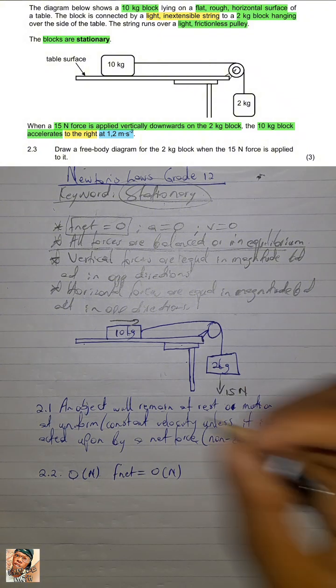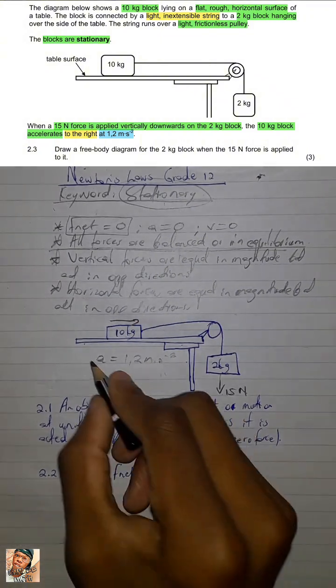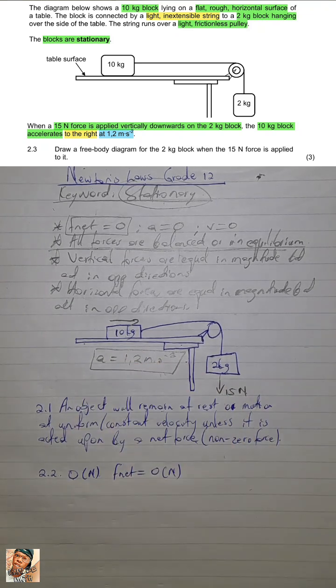So what is that acceleration? They're saying that acceleration is equal to 1.2 meters per second squared. So does this acceleration apply only to the 10 kg block? No. It also applies to the 2 kg block, because they're all accelerating at the same time.